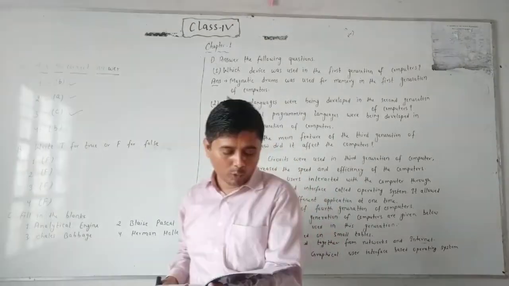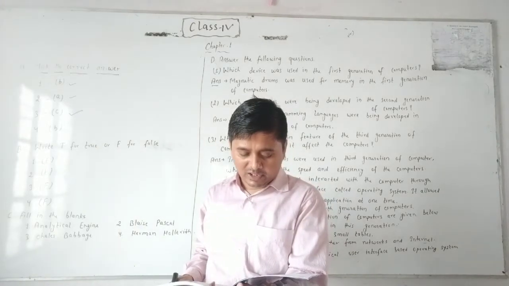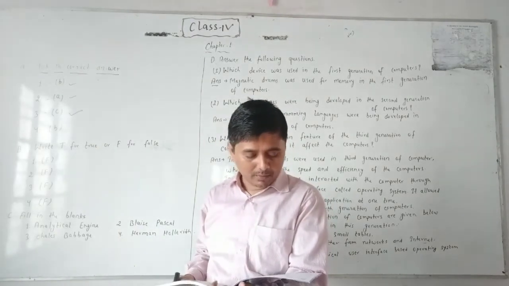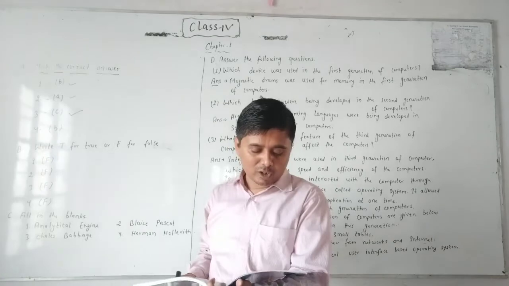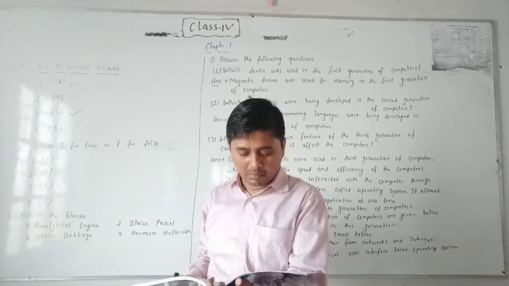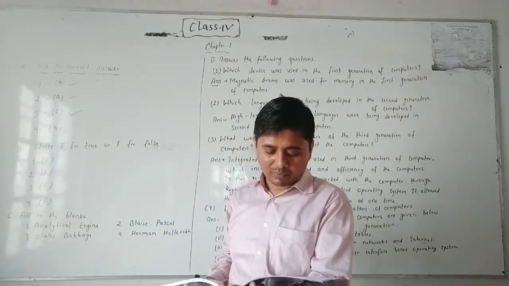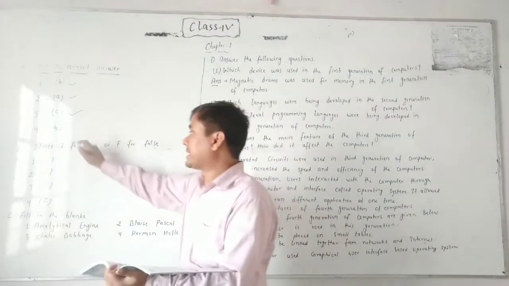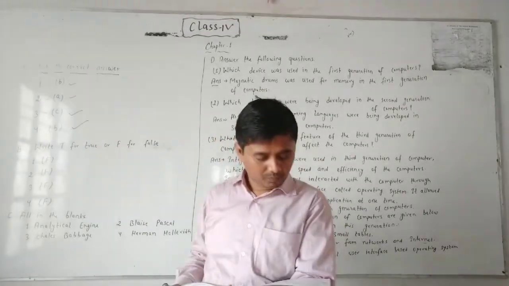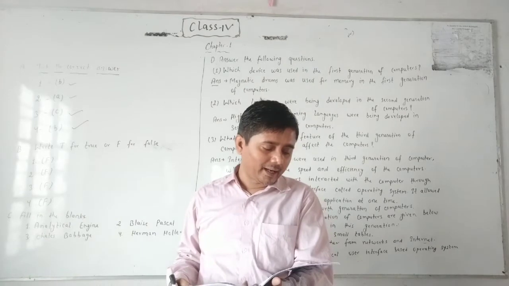Fourth question 4. In fifth generation computers, researchers are focused on. Options are A. small computers, B. artificial intelligence, C. dumb computers. In fifth generation, artificial intelligence, option B. Okay. Now B, write T for true and F for false.